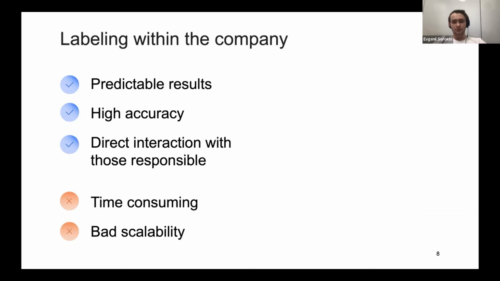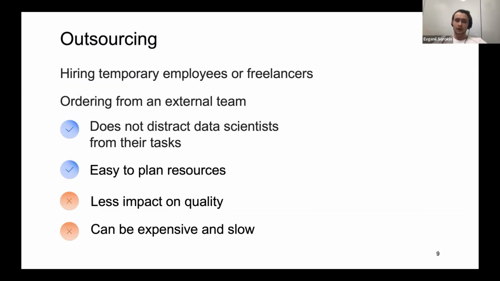Unfortunately, it takes time of your employees. It is not scalable because it is limited just by the number of employees that work on it. If you don't want to utilize your employees for it, you can hire some temporary employees, freelancers, but it has a drawback. You have less control over it, over quality, I mean, and of course it will be more expensive. On the other side, your employees are now free to do their job.